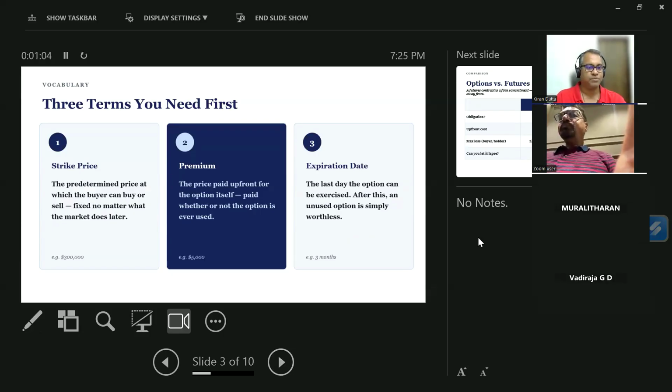So the strike price is what? The predetermined price, which is our 1 crore. Premium is what? The 50,000 that I have paid. Expiration date is what? After 1 month is where I'm actually promising that I will either decide to honor the contract or not honor the contract.